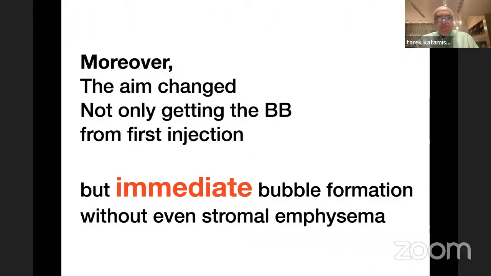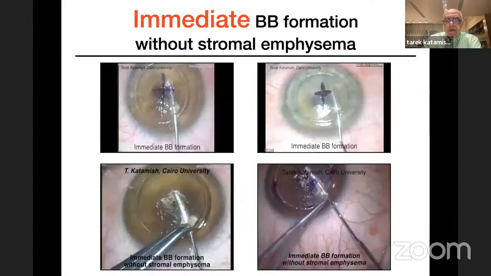Moreover, the aim changed, not only getting the big bubble from the first injection, but immediate bubble formation without even any stromal emphysema. As you know, we always inject air in the deep stroma. We usually have some stromal emphysema, some whitening, and then after this whitening, we start having the big bubble. But if you are injecting very deep, very near to your Descemet's membrane, you may have the bubble immediately without any stromal emphysema, because there is no time for this, because you are injecting a few microns away from Descemet's membrane.